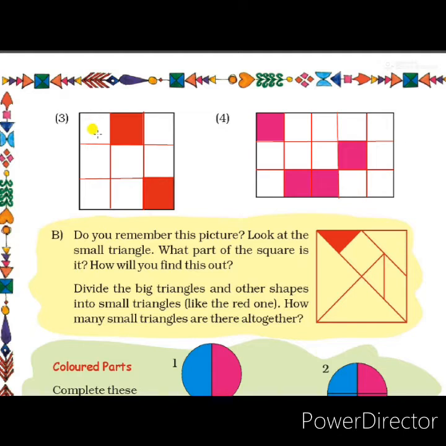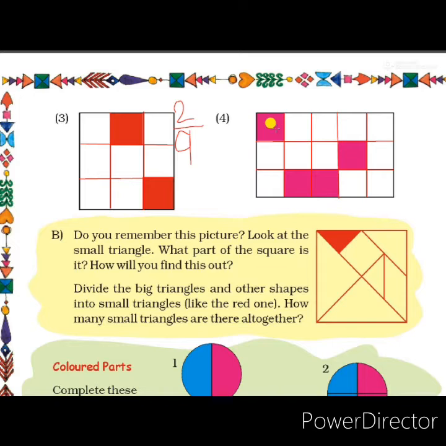It has 9 parts. See, top 3 parts, middle 3 boxes and bottom 3 boxes. Total how many boxes? 9 boxes. Out of that 9 squares, 2 squares are colored with a red color. See that? So 2 by 9 of these parts are colored. So you write that 2 by 9 of this shape is colored.